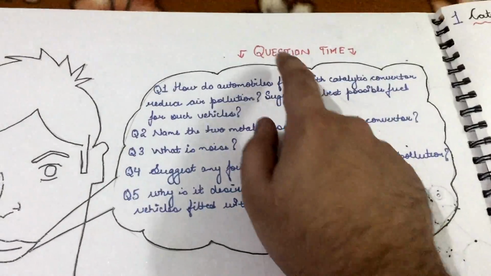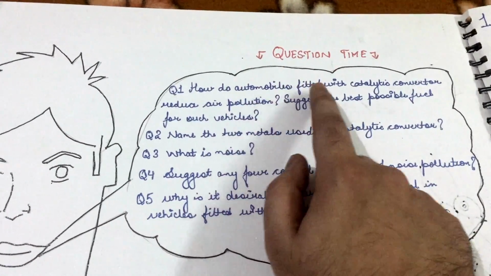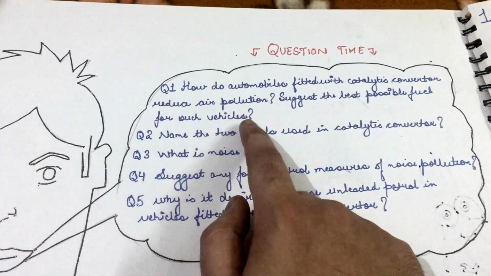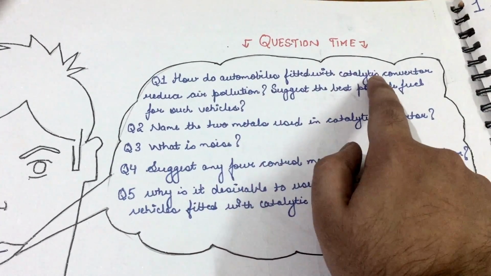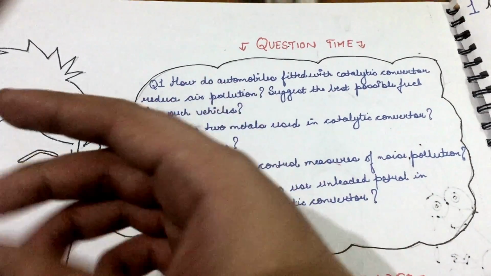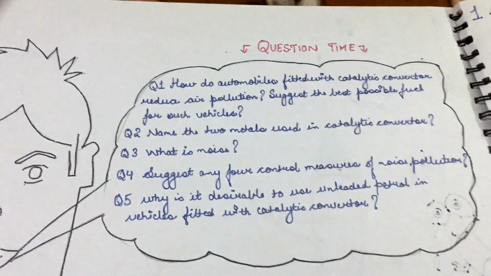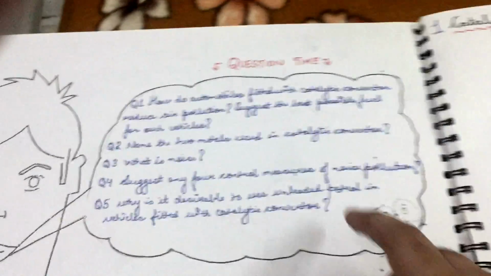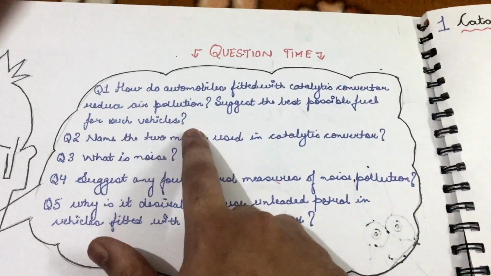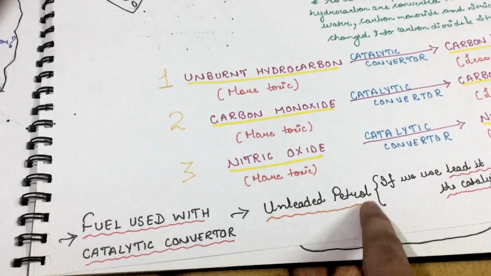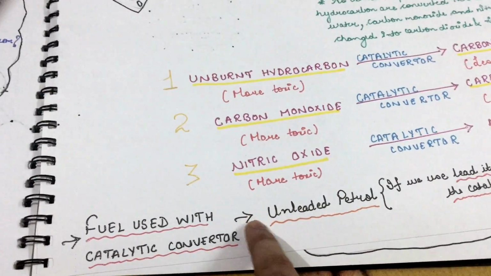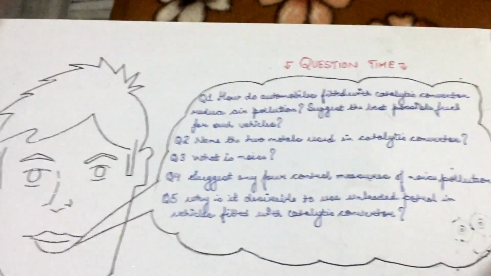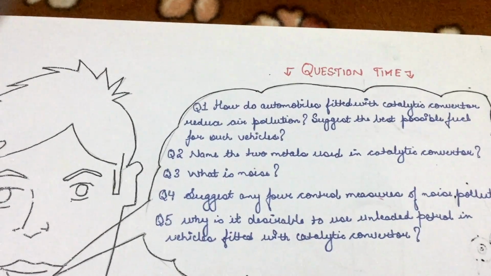According to the text studied, the first question is: how do automobiles fitted with catalytic converter reduce air pollution? Suggest the best possible fuel for such vehicles. Automobiles fitted with catalytic converters reduce air pollution by converting more toxic products into less toxic ones. Unleaded petrol is the best possible fuel for such vehicles, because if we use lead, it will inactivate the catalyst.